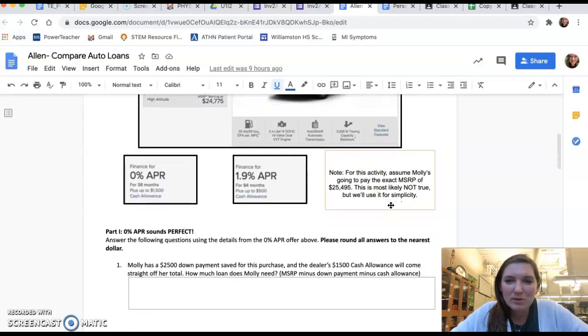So we have a couple different options here. We can either finance it for 0% APR for 36 months, which gives us a cash allowance up to $1,500. Or we could finance it for 1.9% APR, meaning that every year we'll pay 1.9% of the value of that car, or the value of what we haven't repaid yet, in interest. That's going to be over 84 months, which is a crazy long time. I think that's 7 years. And we get a $500 cash allowance.